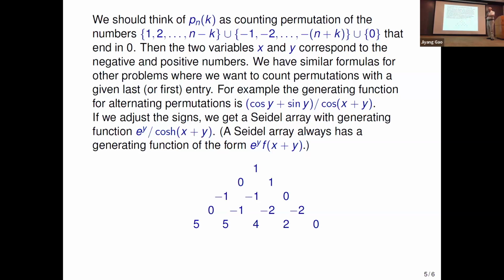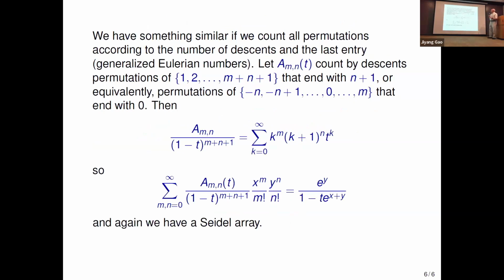We have similar things, where maybe the simplest example of this sort of thing is counting alternating permutations that end with a given entry. The generating function for these is given by this formula. I'm not going to read the formulas, you can read them yourself. And I went a little bit too fast. Unfortunately, I missed the bottom half of that slide, but here's another example, the Eulerian numbers.